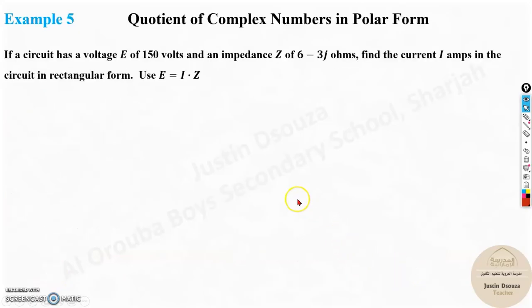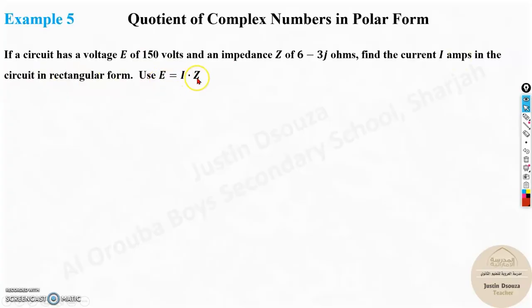Let's see a quotient problem. The product is simple. Now over here, it's a real world problem. If a circuit has a voltage E of 150 volts and an impedance, now you might have come across this impedance in physics already. Impedance means resistance. Impedance Z of 6 minus 3j ohms. Ohms is the unit of resistance. Find the current I in amps in the circuit in rectangular form.